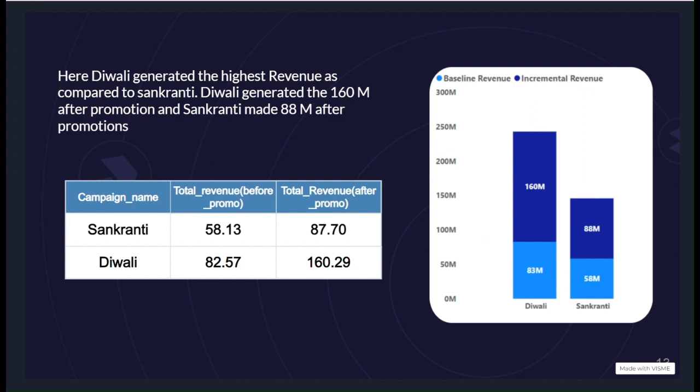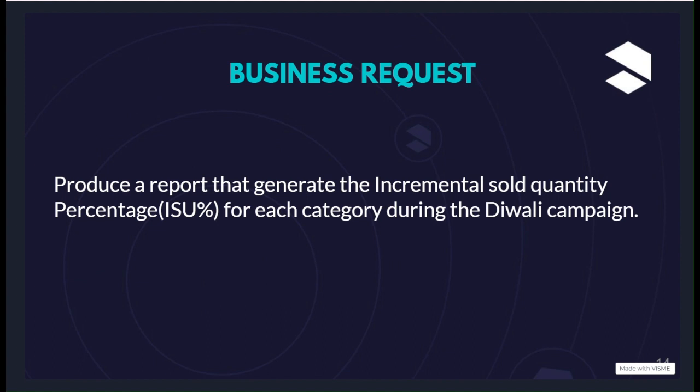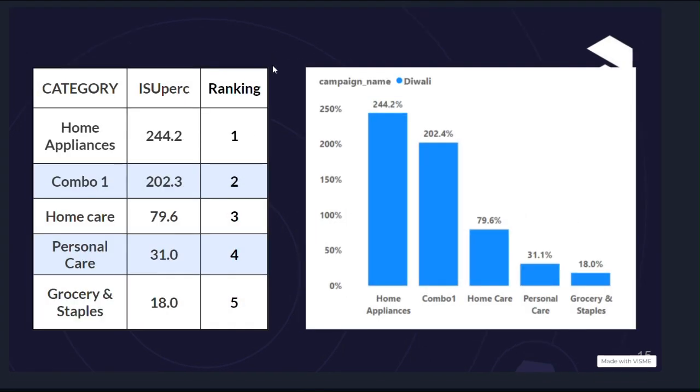Now the next business request is to produce a report that shows the incremental sold quantity percentage for each category during the Diwali campaign. As you can see, the categories with the highest ISU percentage in Diwali are home appliances, combo one, home care, personal care, and grocery and staples.